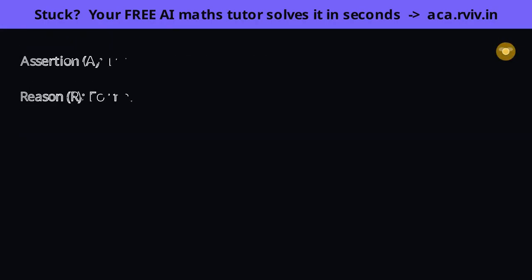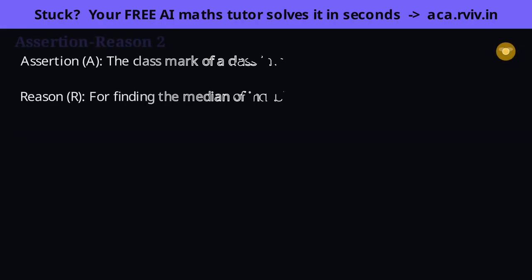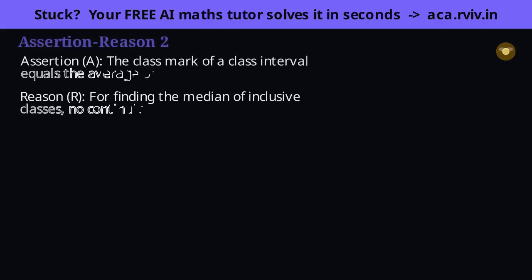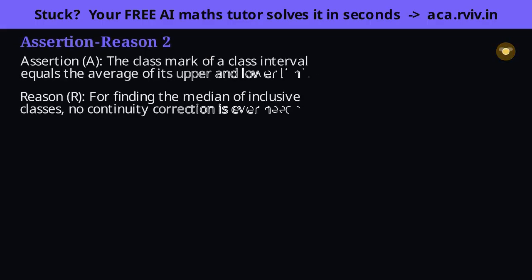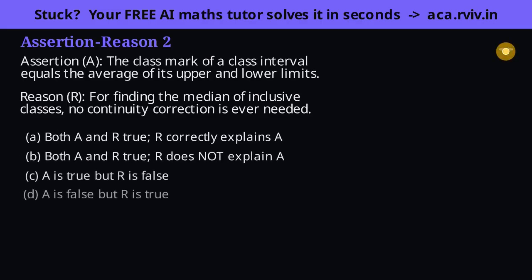Judge the assertion and the reason as separate claims before you match them to an option. They need not stand or fall together. Which option is correct? The assertion, class mark equals the average of the upper and lower limits, is exactly our definition of the midpoint, so it's true.